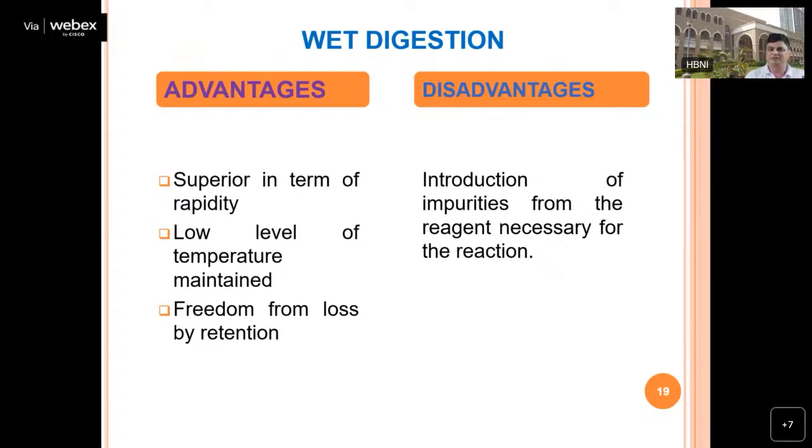And what are the disadvantages? Because we are using many types of reagents, there are chances that you are adding impurities, or maybe your element of interest, the analyte, during this process.